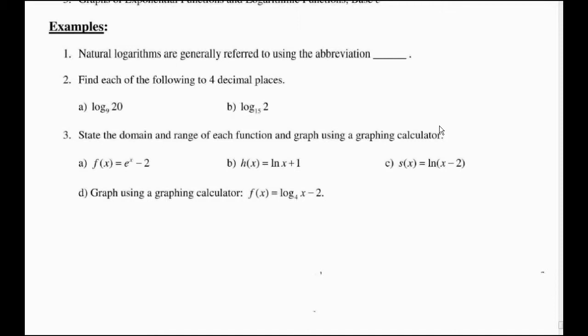So, natural logarithms are generally referred to by using the abbreviation LN. And you might say, how is it natural log with the letters reversed? Because this is actually from the Latin logarithmus naturalis, something like that. Okay. Find each of the following to 4 decimal places.